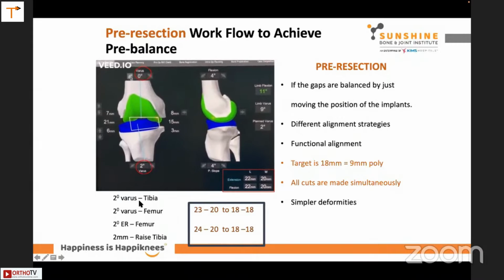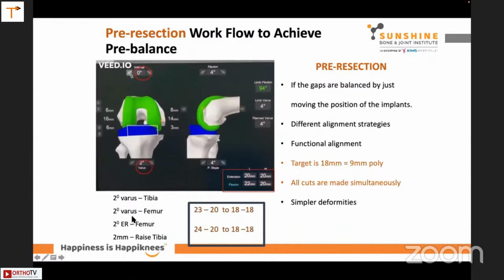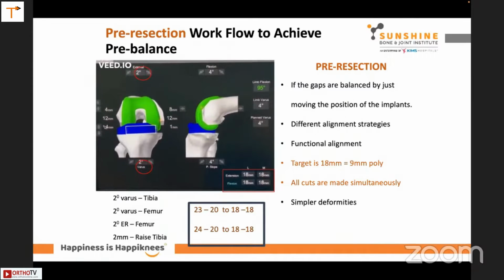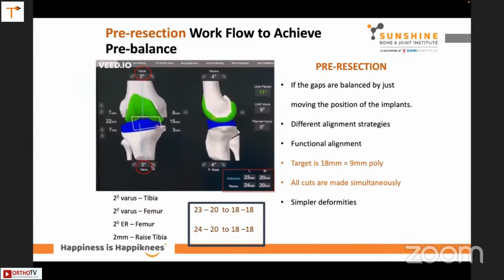gaps. And just by giving 2 degrees varus on the tibia, 2 degrees varus on the femur, then external rotating the femur by 2 degrees, and then raising the tibia by 2 millimeters, we got equally balanced gaps. And then you take the cuts. So this is called a pre-resection.